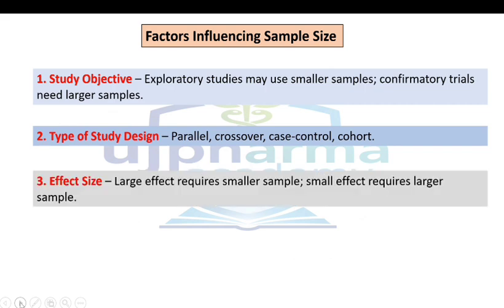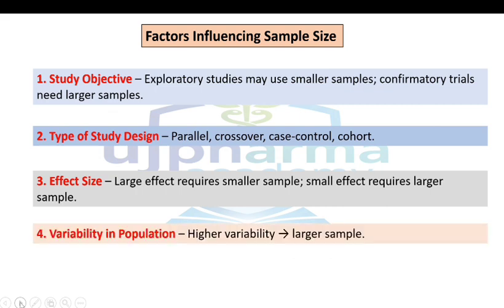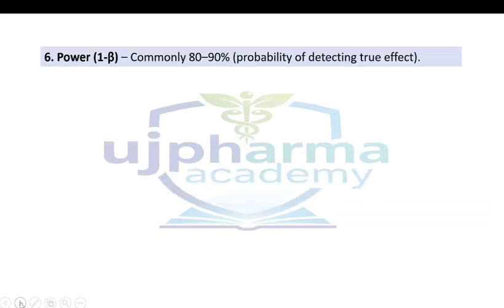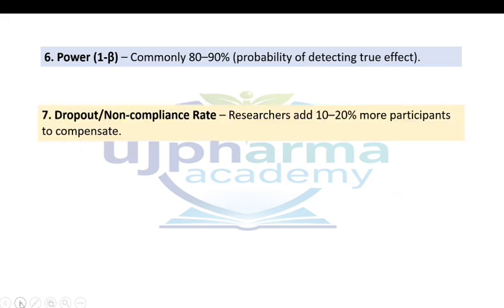The third is the effect size. A large effect requires a smaller sample, and a small effect requires a larger sample. The fourth is variability in the population; if there is higher variability, you have to get a larger sample. Fifth, the significance level, alpha, is commonly 0.05, which is a 5% risk of a false positive. And sixth is the power, for detecting true effects.